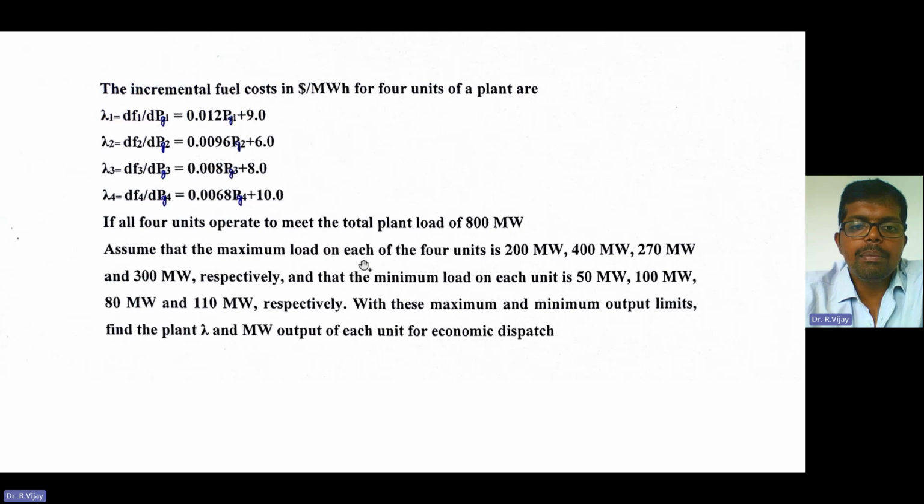the maximum load on each of the 4 units is 200 megawatt, 400 megawatt, 270 megawatt, and 300 megawatt respectively, and that the minimum load on each unit is 50 megawatt, 100 megawatt, 80 megawatt, and 110 megawatt respectively. With these maximum and minimum output limits, find the plant lambda and megawatt output of each unit for economic dispatch. This is the problem that we are going to solve.